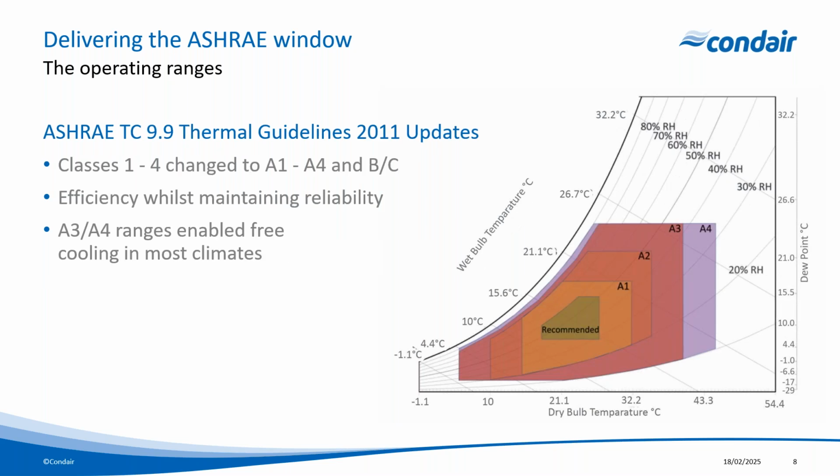The next update was then in 2011 with the addition of allowable ranges being added, and classes 1 through 4 were renamed A1 to A4 and B and C. Now this new guideline was developed allowing data centers to operate in the most energy efficient mode while still maintaining the required reliability. So the allowable ranges A3 and A4 were created to achieve the most flexibility in the operation of the data center and really opened the potential for the use of free cooling systems in many of the world's climates.